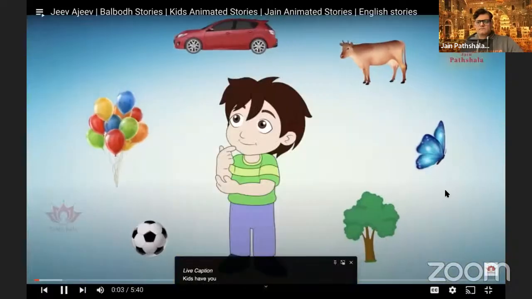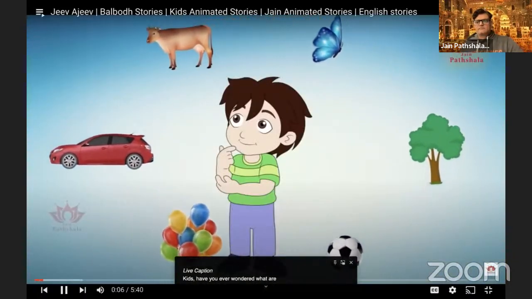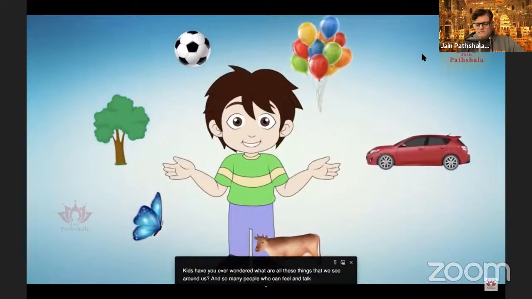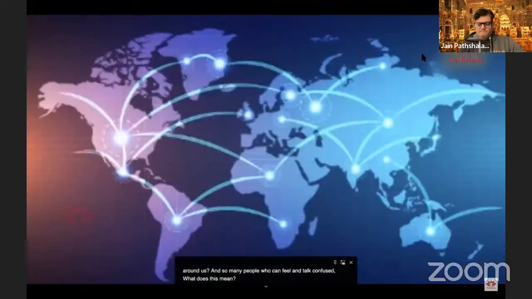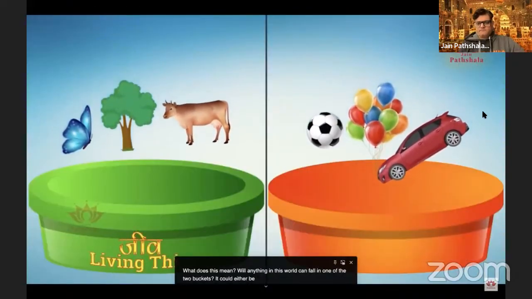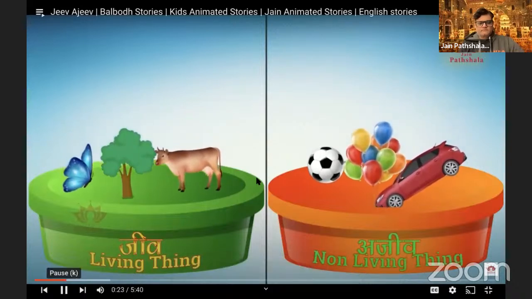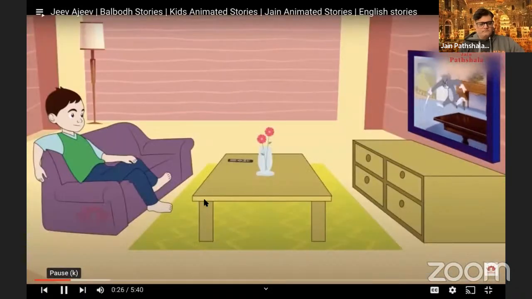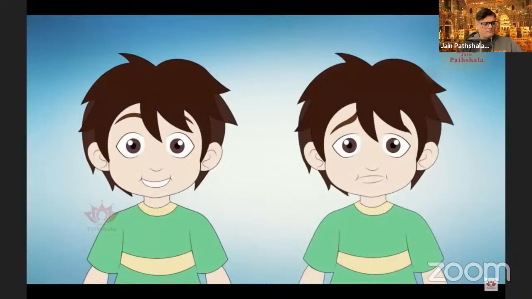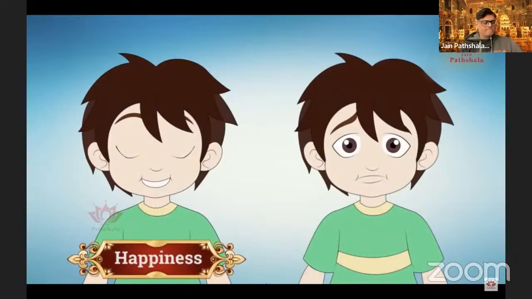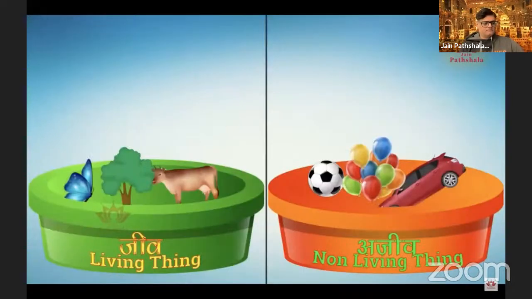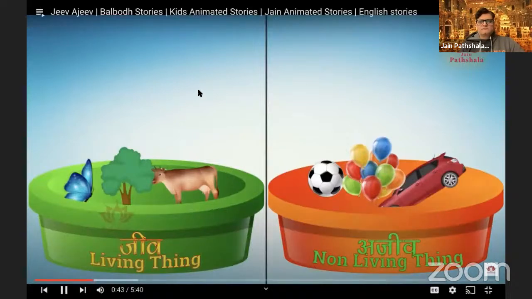Have you ever wondered what are all these things that we see around us? And so many people who can feel and talk? Confused. What does this mean? Well, anything in this world can fall in one of two buckets. It could either be a living thing or a non-living thing. Living things are those who have the ability to know and see. These living beings are called Jeev. They can experience joy and sorrow, meaning they can feel emotions like happiness and sadness. And apart from this, everything else is non-living, meaning Ajeev.